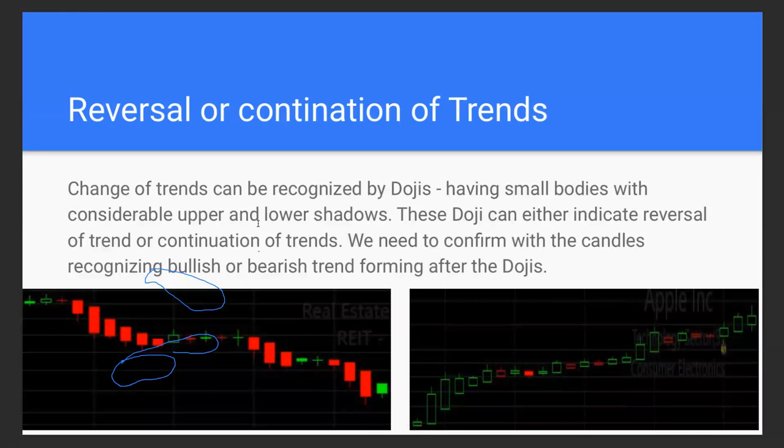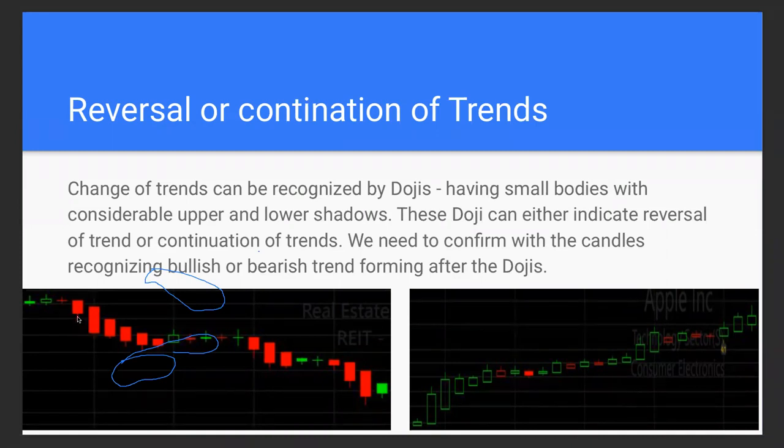Reversal or continuation of trends. You can see this change of trends can be recognized by dojis having small bodies with considerable upper and lower shadows. So what does it mean? These dojis are just giving a warning that it can be either going down or up or continuation of the trend. So these dojis will happen for a lot of days sometimes until the next bullish signal comes up, right?